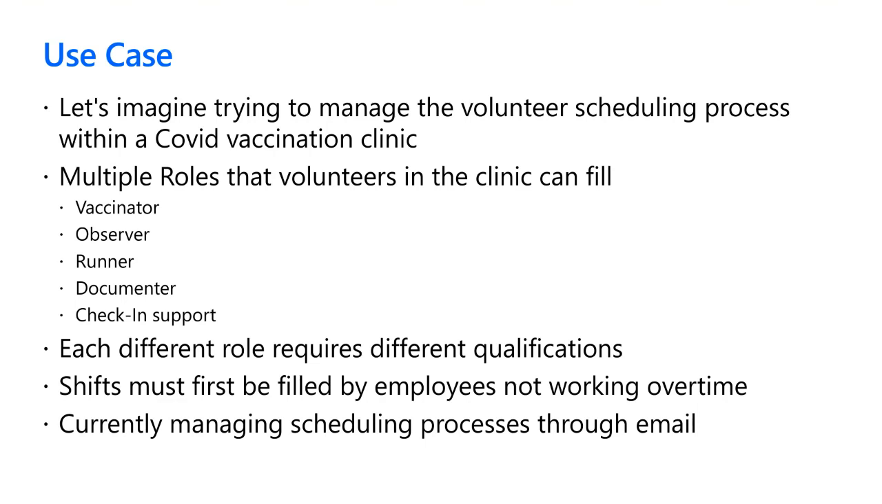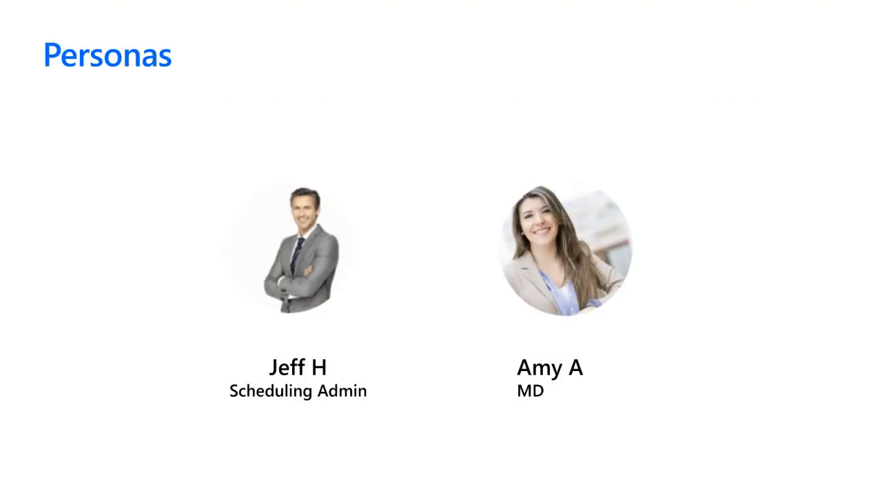So you can imagine how convoluted this manual process is and really how inefficient it is. So before I get into the demo, these are the 2 personas that I'm going to be switching back and forth between. So we have Jeff H, and Jeff H will be the scheduling admin who is in charge of putting together the schedule on a weekly basis for this clinic. And then Amy A, who is an MD. She's volunteered to work at this vaccination clinic and sign up for shifts there as well.